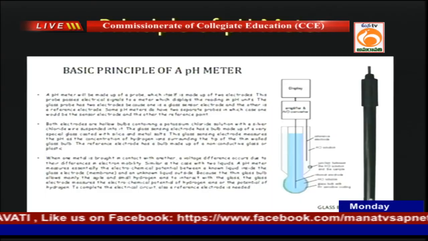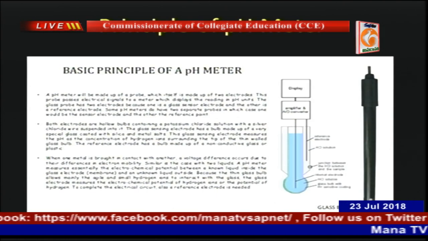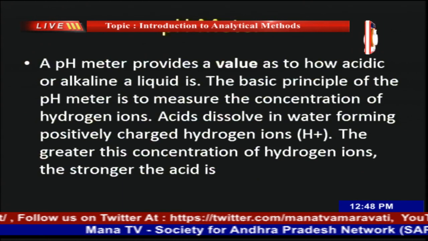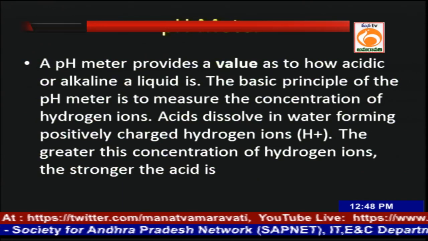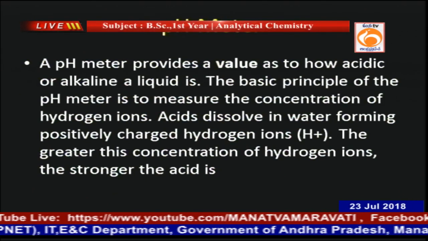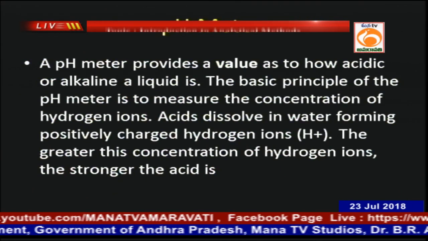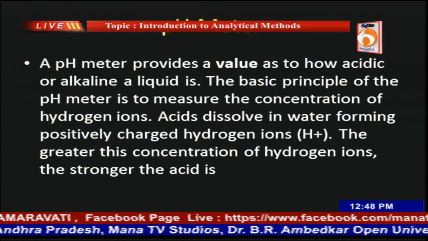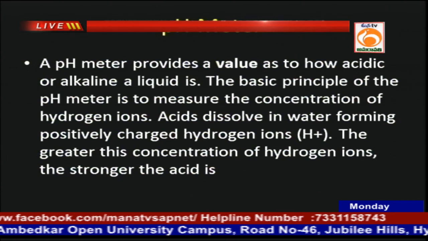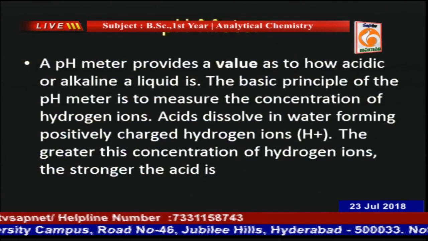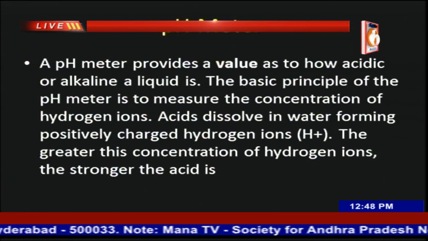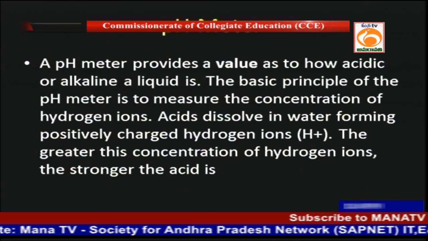I have given you the basic principle of the pH meter, which I have tried to explain now. A pH meter provides a value of how acidic or alkaline a solution is. That's what we normally do. Suppose the exchange phenomenon takes place. If your H plus ions are more, it will be acidic. If less, it will be basic. So this is the only thing I am trying to do here. The basic principle of the pH meter is to measure the concentration of hydrogen ions as water dissociates, forming, everybody knows, H plus and OH minus. Like that, all the principle has been explained, along with the calibration part.